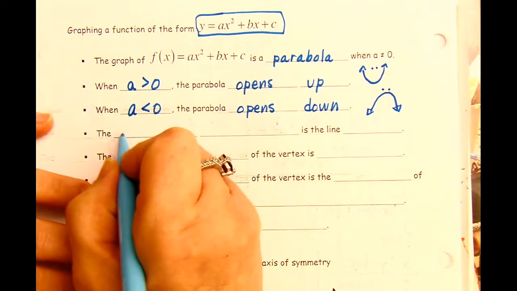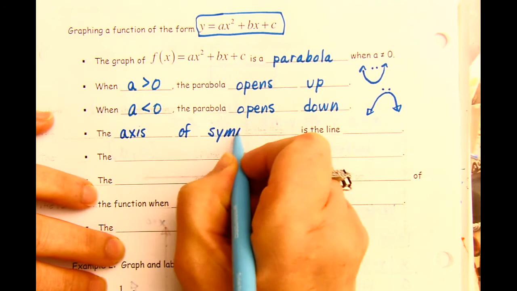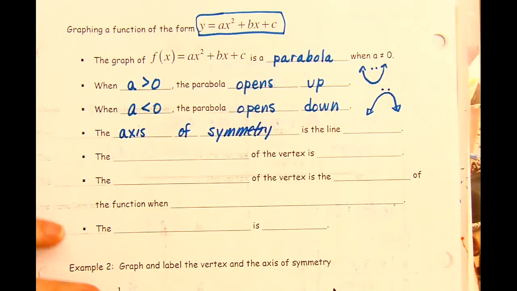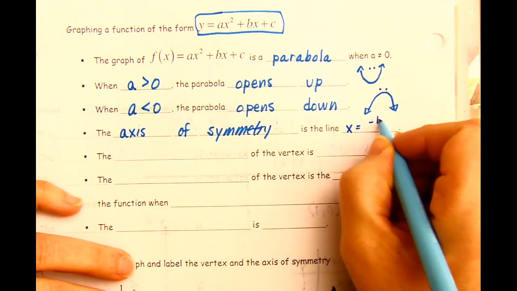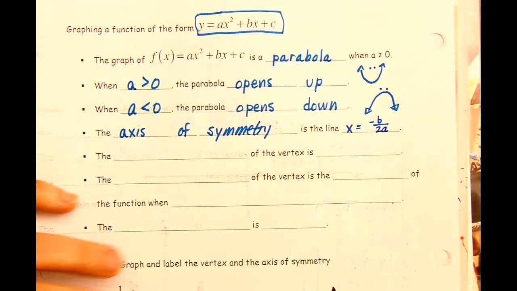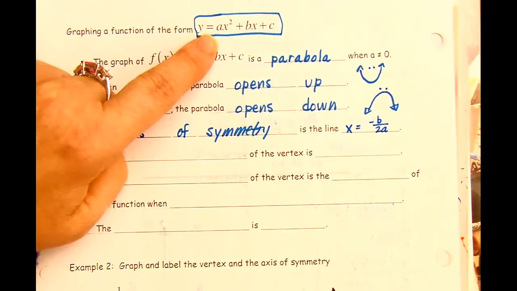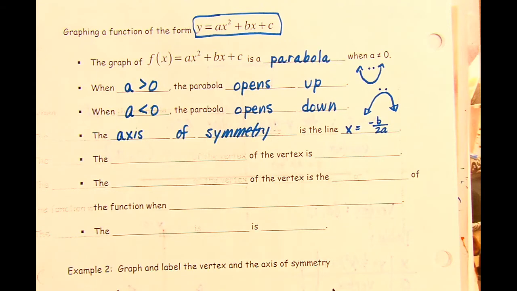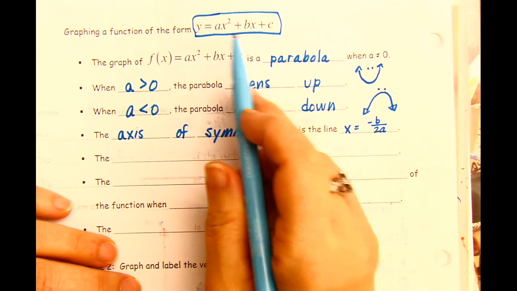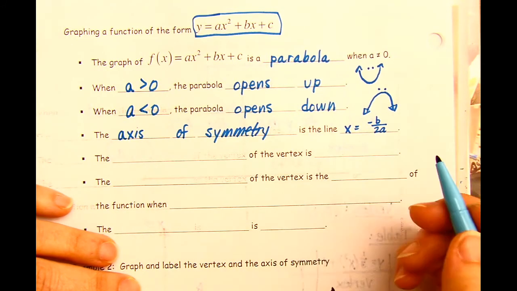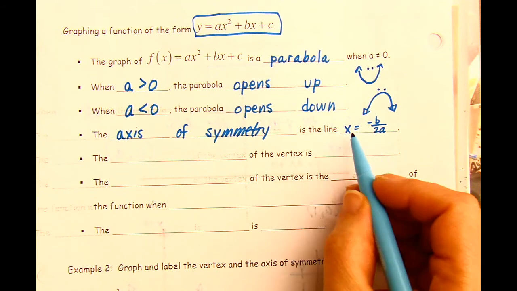The axis of symmetry is the line x equals negative b over 2a. Okay, and we get our a and our b from the function itself. Okay, so all you have to do is pick up those values. As long as your quadratic is in standard form, you substitute your a in for a and your b in for b. The axis of symmetry is the equation x equals negative b over 2a.